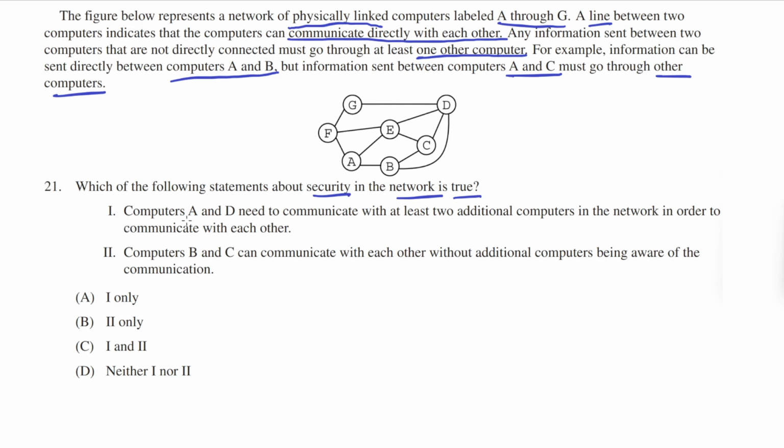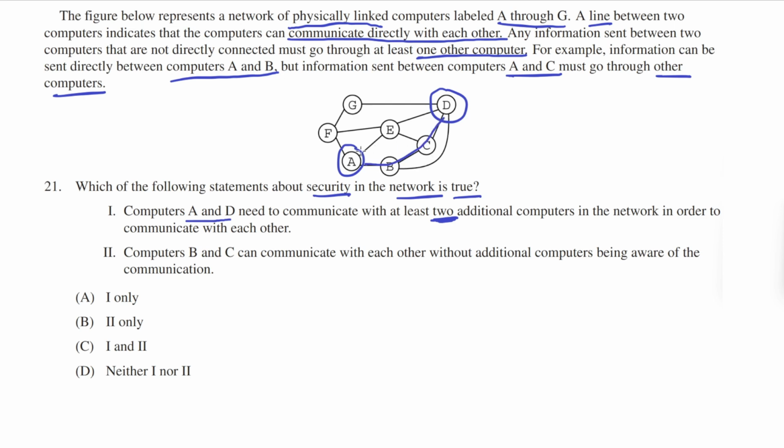So let's go through the statements. Statement 1 says computers A and D need to communicate with at least two additional computers in the network in order to communicate with each other. So A is here and D is here. And we see that the paths between them can go something like from A to B to C to D. So that's going through two additional computers.